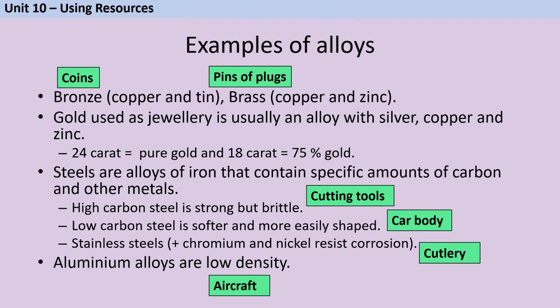Stainless steel contains chromium and nickel, and these help it to resist corrosion, so it's useful for cutlery, which may be exposed to acids in our food. And then aluminium alloys have very low density, so they're useful for building aircraft.